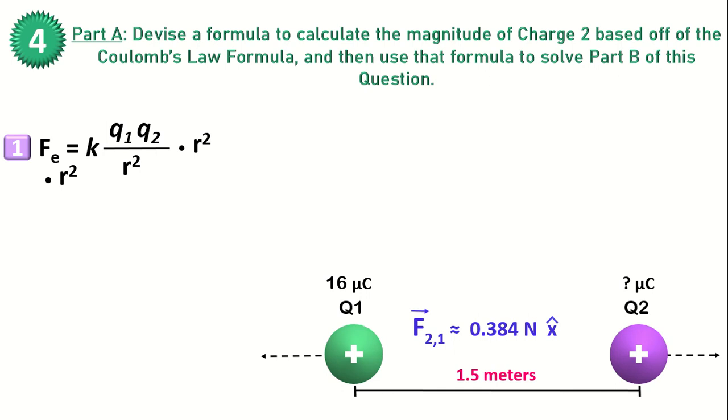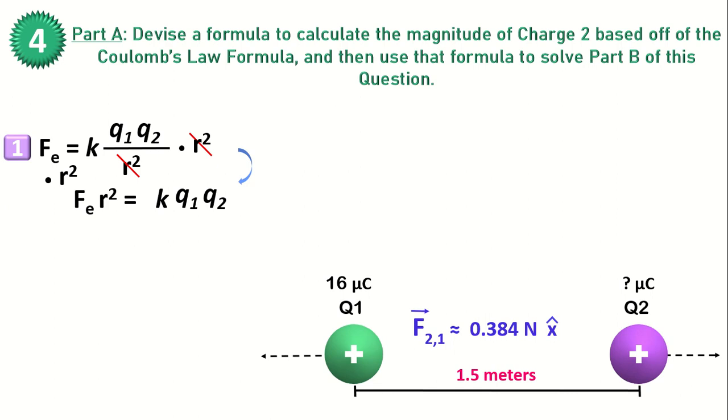So if we multiply 1 over r squared by r squared, which just reduces to 1, we can see that on the right side they'll cancel each other out, and on the left side we'll have the electrostatic force times r squared is equal to K times Q1 times Q2. So what we did right there is just get rid of the r squared in the denominator, such that we don't have to deal with a fraction anymore.